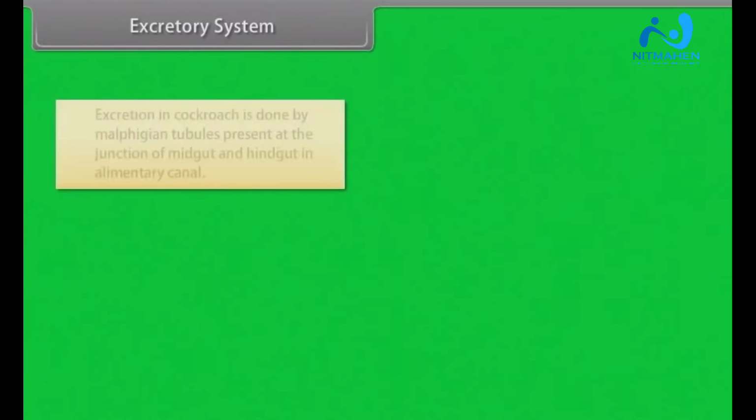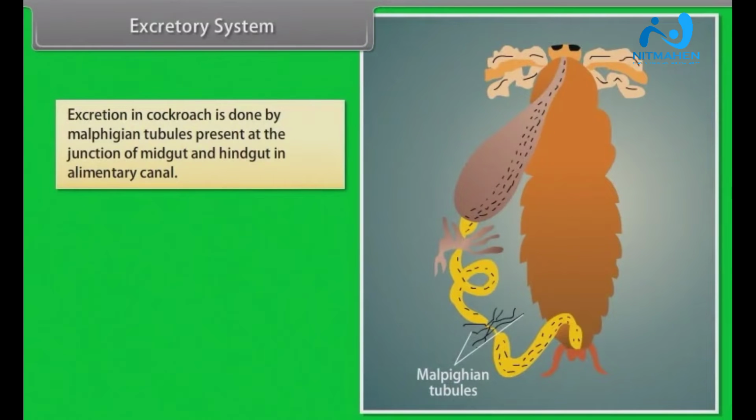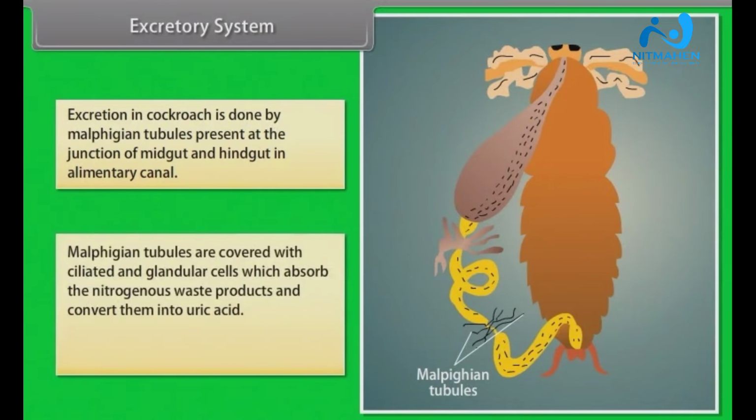Excretory system. Excretion in cockroach is done by Malpighian tubules present at the junction of midgut and hindgut in alimentary canal. Malpighian tubules are covered with ciliated and glandular cells which absorb the nitrogenous waste products and convert them into uric acid. This type of excretory system is known as uricotelic.